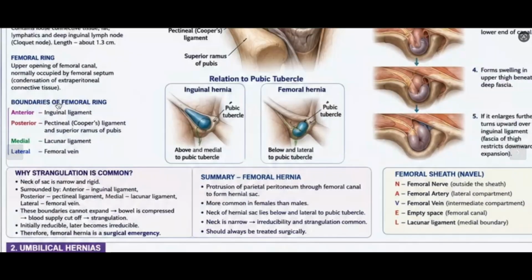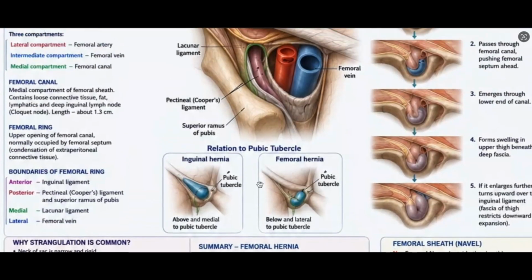Now let's study the boundaries of the femoral ring. This is one of the most commonly asked viva questions: what are the boundaries of the femoral ring. First we have the anterior boundary, which is formed by the inguinal ligament. As you can see in the upper diagram, the anterior boundary is formed by the inguinal ligament here.